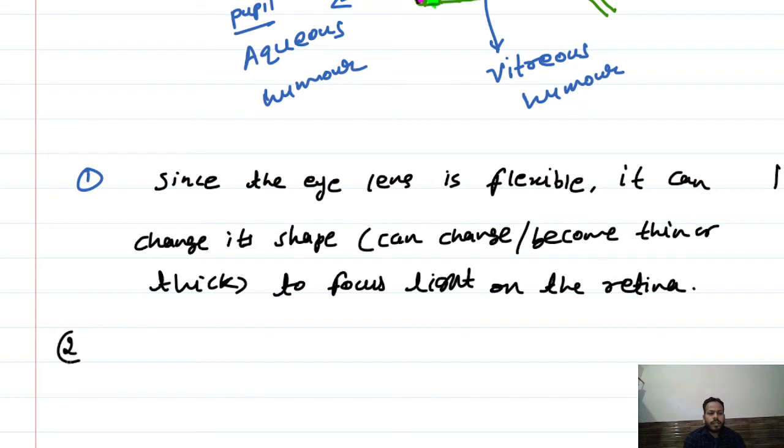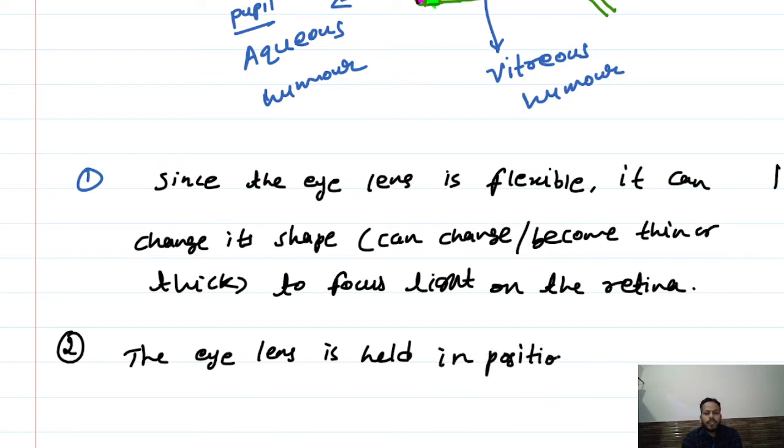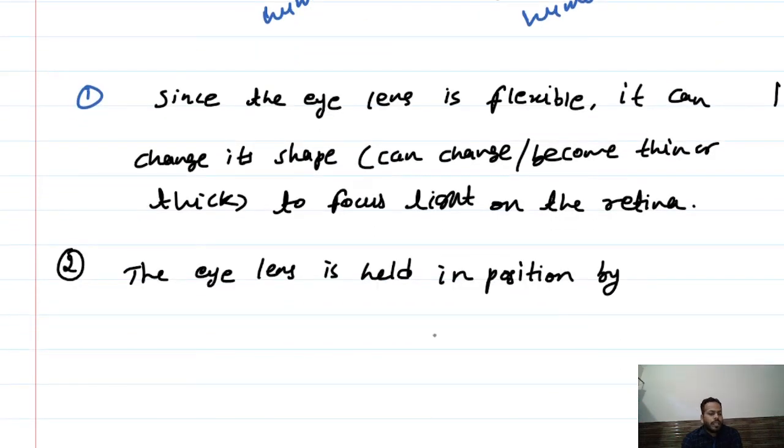The second point I am writing here is: the eye lens is held in position by suspensory ligaments.